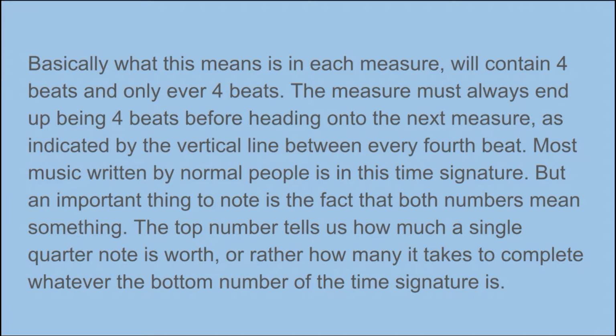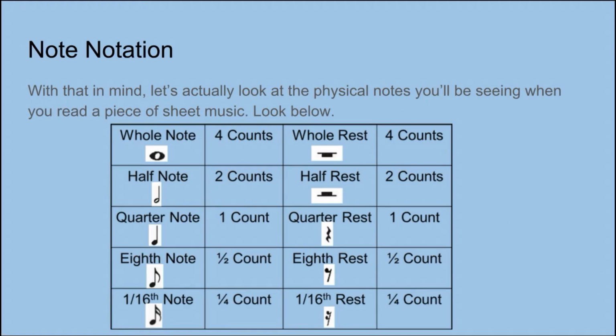The top number tells us how many beats are in a measure, and the bottom number tells us which note is worth one beat, if it's ever different from 4 over 4. Note notation. Basically, definitions for symbols.